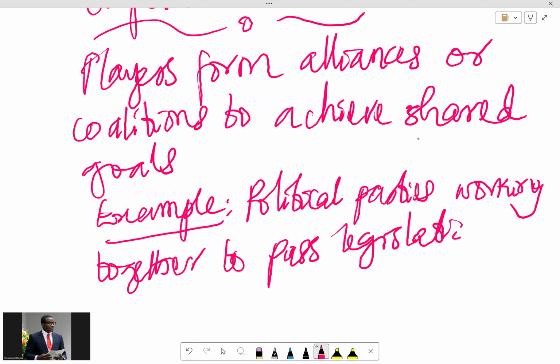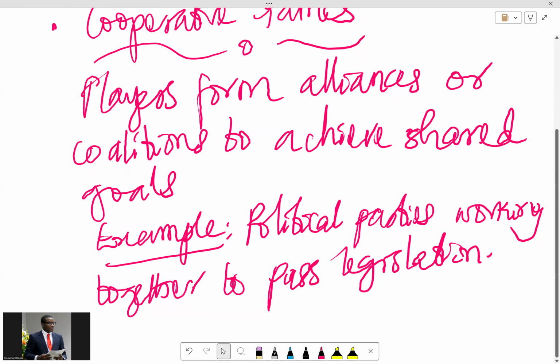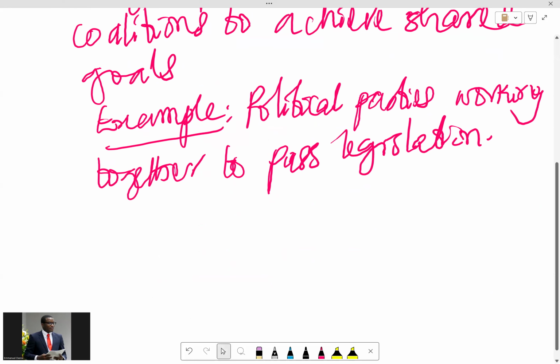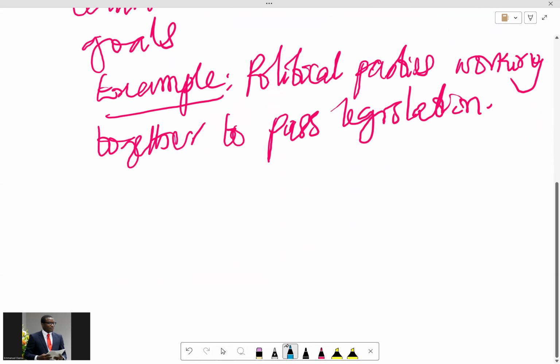You can also see it in terms of countries coming together to achieve a common purpose, right? For instance, you have NATO, you have BRICS, you have ECOWAS, the Economic Community of West African States, and you have ASEAN for Southeast Asian countries. They try to promote business and things like that. So that's a very good example of cooperative games.